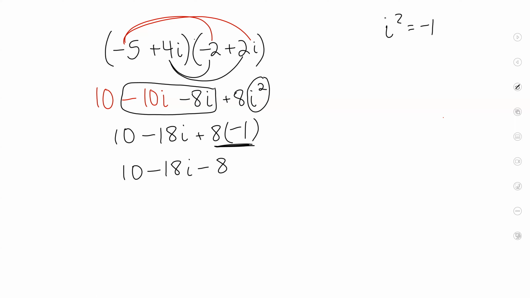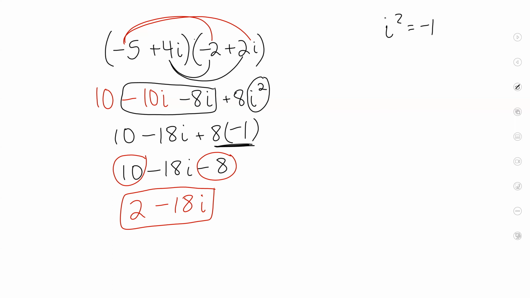Next, I'm going to combine like terms. So this is a regular number and a regular number. So 10 minus 8 is 2. And then bring down the minus 18i. So this is your final answer.